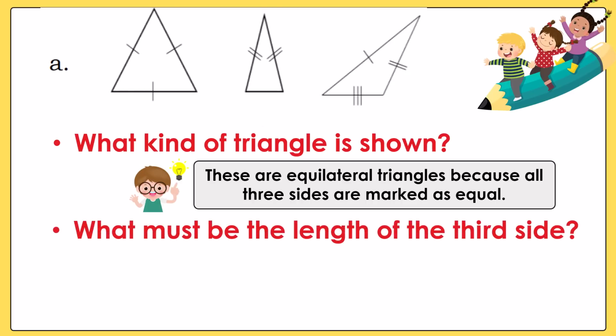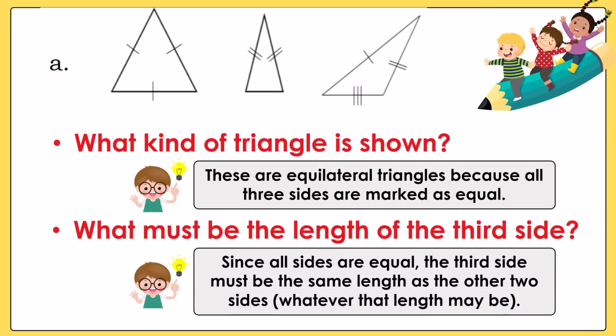What must be the length of the third side? The answer: since all sides are equal, the third side must be the same length as the other two sides, whatever the length may be.